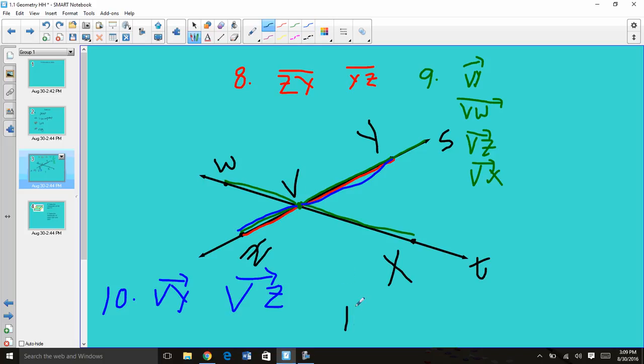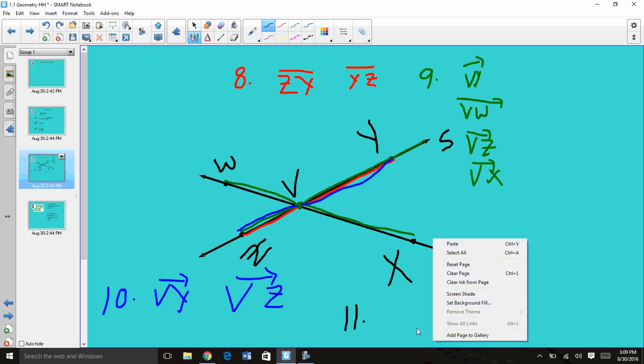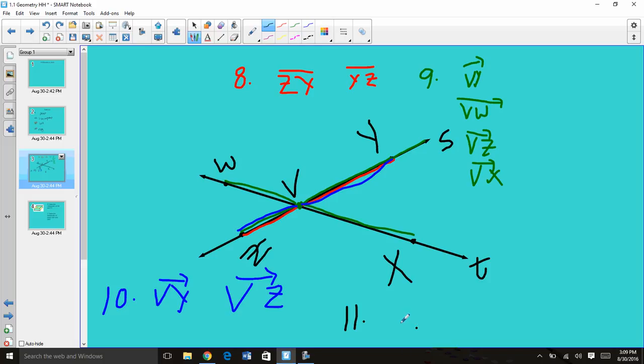Last but not least, we have number 11. Give another name for WV. The ray WV. So in this case, our endpoint is W here. There it is. And the ray is right here, WV, this black.